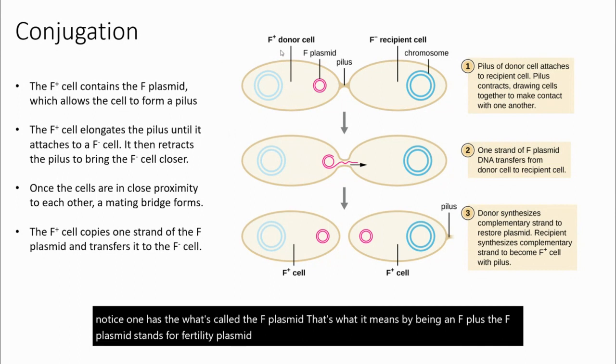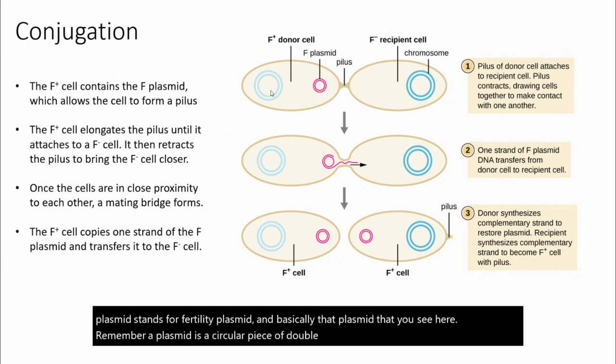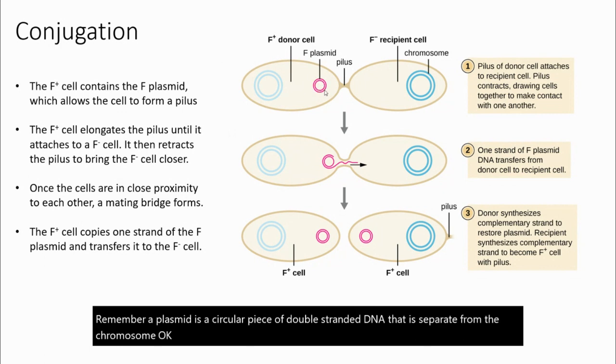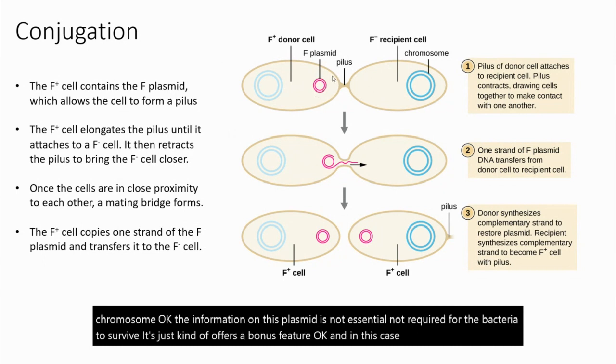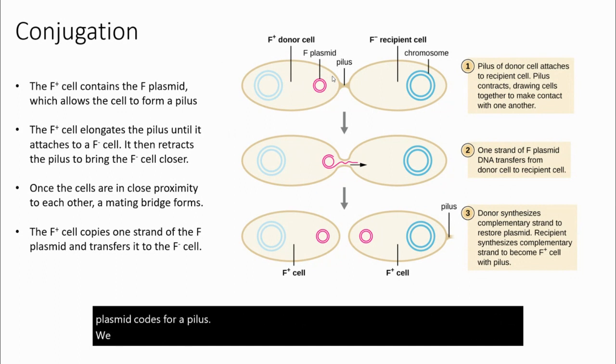Basically, that plasmid that you see here, remember, a plasmid is a circular piece of double-stranded DNA that is separate from the chromosome, okay? The information on this plasmid is not essential, not required for the bacteria to survive. It just offers a bonus feature, okay? In this case, the fertility plasmid codes for a pilus. We learned about that when we talked about cells. And the pilus acts kind of like a fishing line.